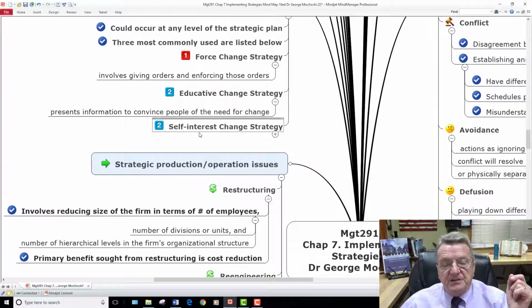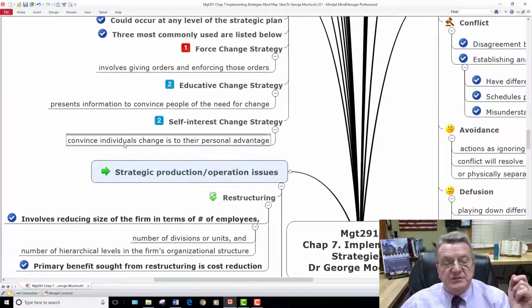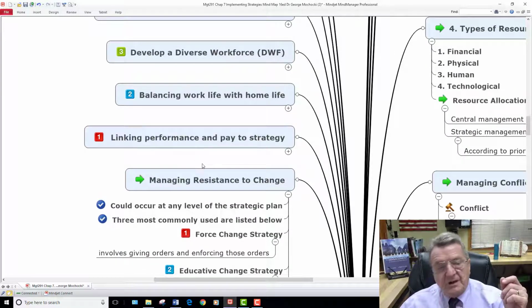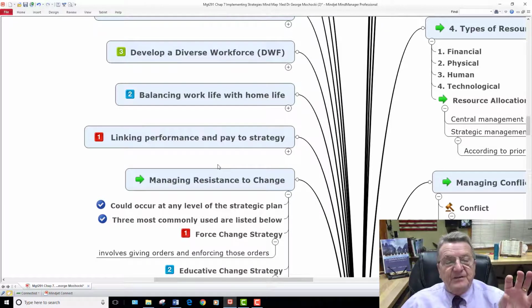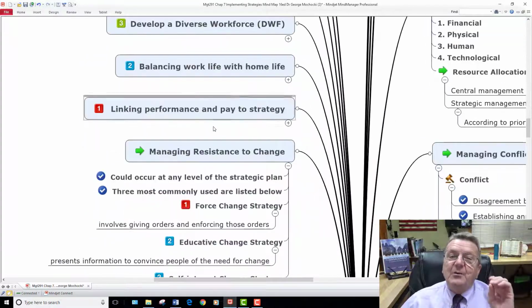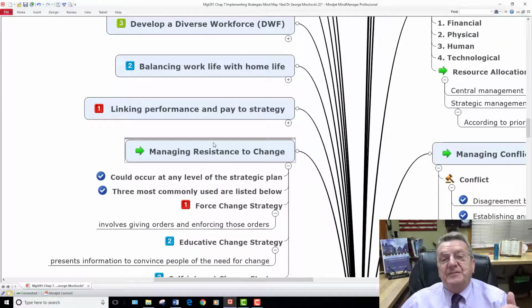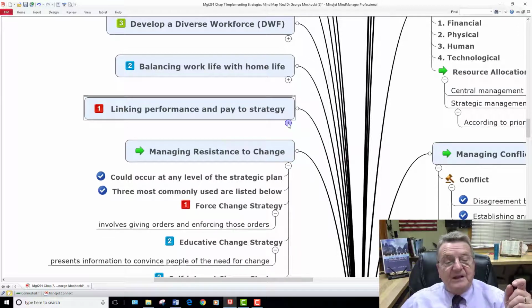Okay. Self-interest: change strategy, convince individuals that changes are to their personal advantage. Now when I'm looking at all this strategy, how do I make it happen? The next 7 things we're going to be talking about: how do I implement a strategy that is effective and efficient? The next one is linking performance to pay.